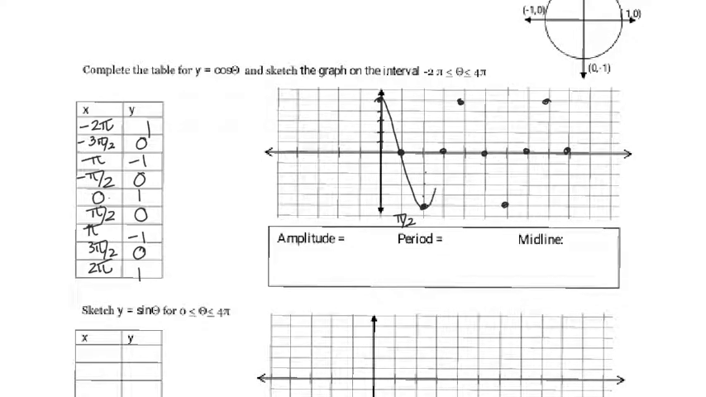So it wanted us to do from negative 2 pi to 4 pi. That's kind of a lot of cycles. So get a few of them in here. The amplitude is 1, so from the middle to the bottom, or the middle to the top. The period is 2 pi, and the midline is y equals 0.